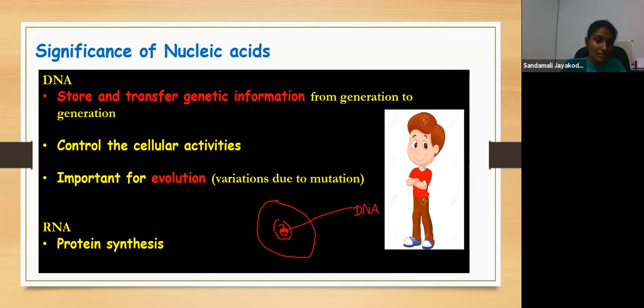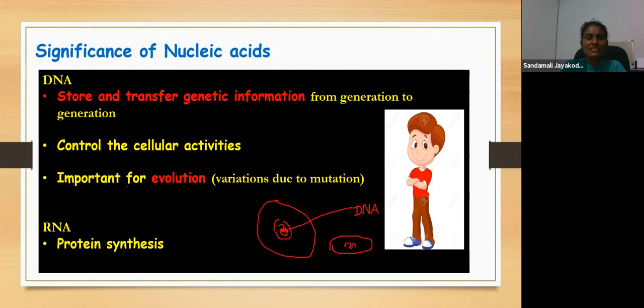Now RNA is not present in our cells, but it can be found in different viruses and different microorganisms like this. But RNA is not found in us. They store and transfer genetic information from generation to generation. They control cellular activities in each and every cell.